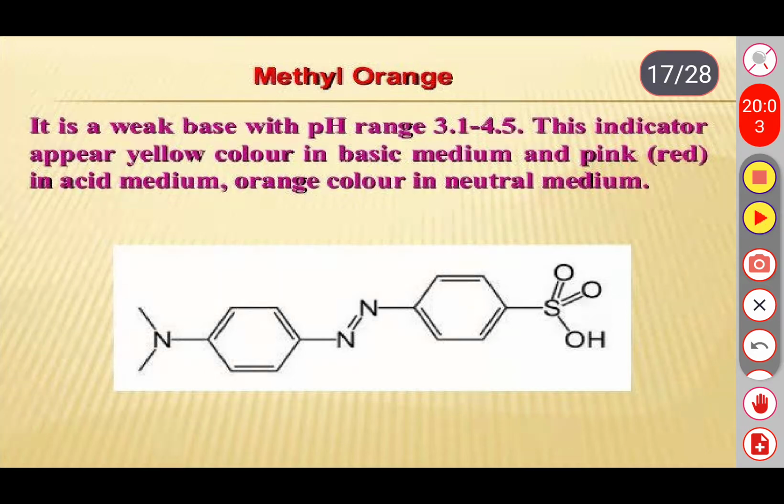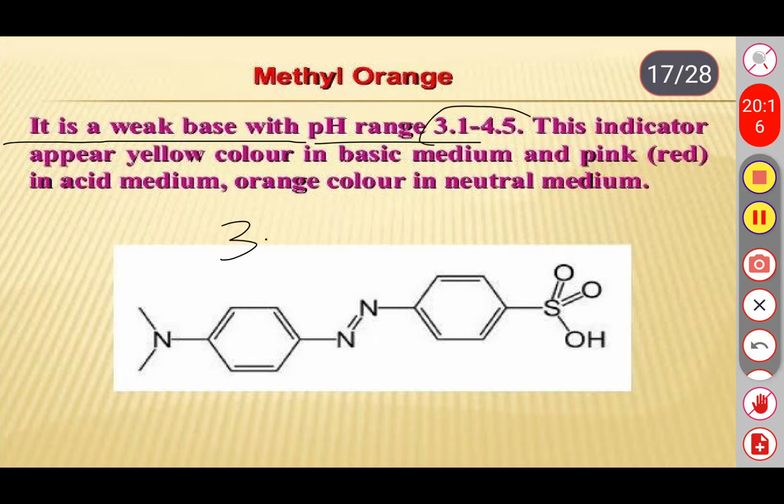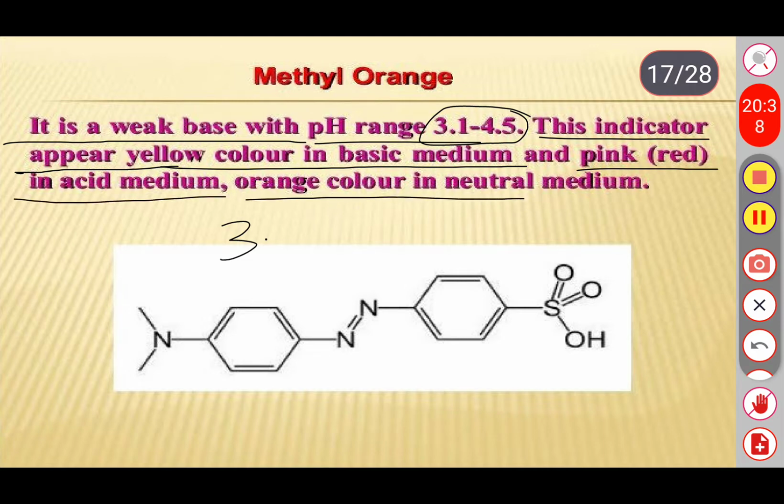Methyl orange is a weak base with a pH range of 3.1 to 4.5. This indicates that it appears yellow in basic medium and pink or red in acidic medium. Orange color in neutral medium.